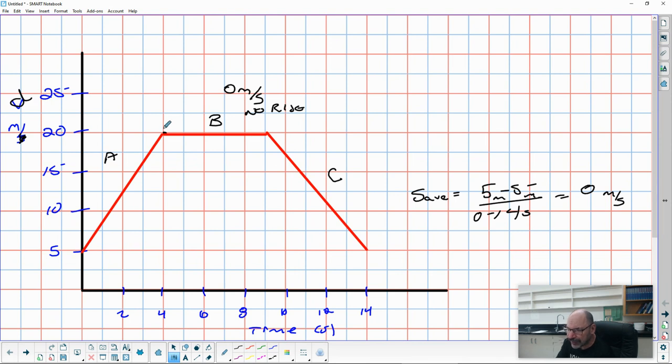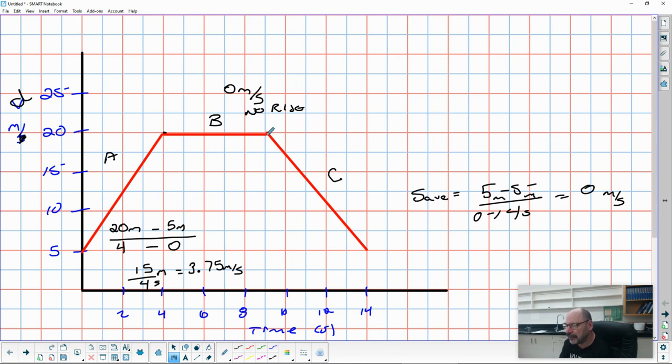A, if we're looking at A, we rose from 5 to 20. So 20 meters at 4 seconds and 5 meters at 0 seconds. So that would be 15 over 4. Okay, so divide 15 by 4. That'd be equal to 3.75.